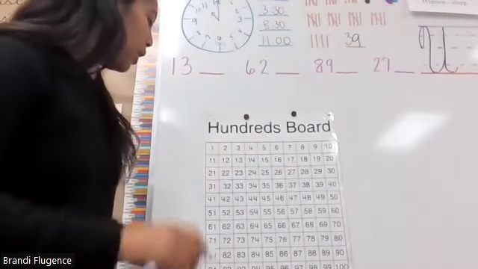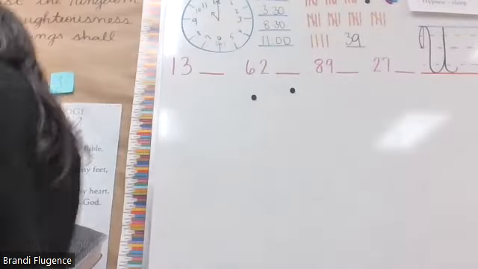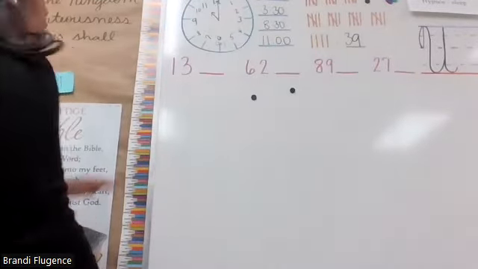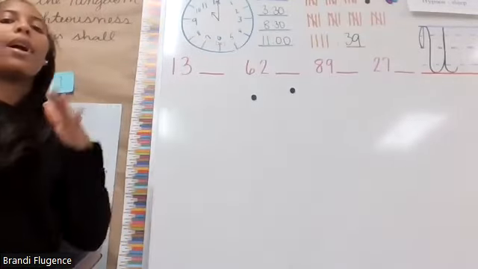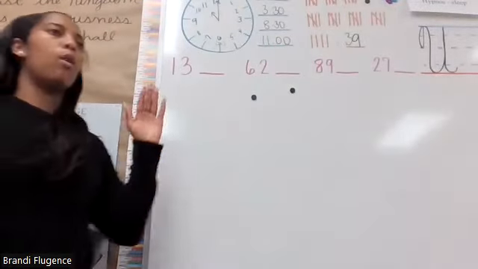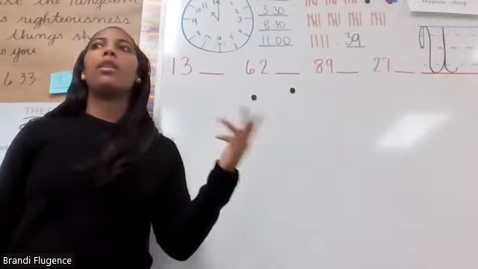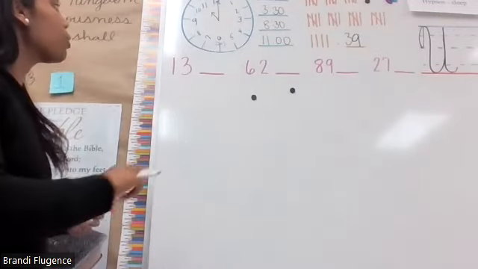Okay, let's do a few more. But now I'm gonna take the chart away. Let's see if you can figure it out without the chart. So guys, I told you it's just like you're counting by tens. So 13, you can raise your hand now. Who knows what will be 10 more than 13? Think about it if we're counting by tens. What will come after we say the 1? What will be 10 more? 23. 13, 23.